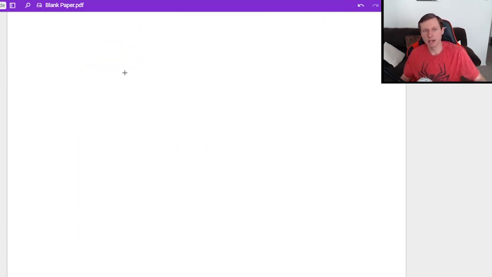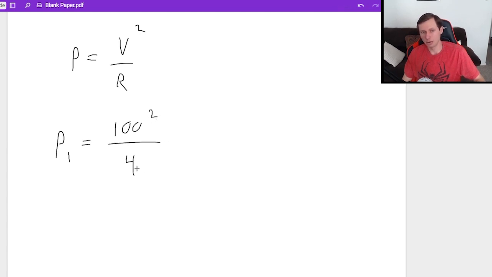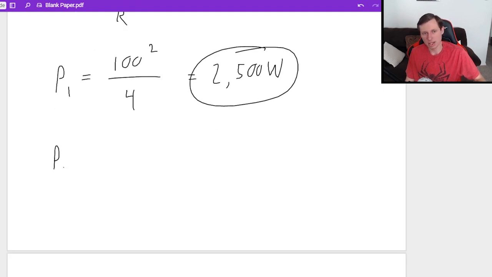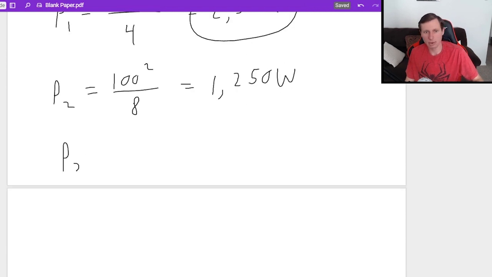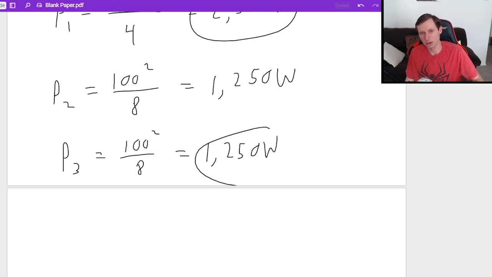And this time I'm gonna mix it up. I'm gonna use the equation power equals V squared over R because we have the voltage and we have the resistance for all three of them. So power one is equal to the voltage across resistor one, which we said was 100 squared divided by 4. I'll probably need a calculator for this. And we'll get 2,500 watts for that first power. The second power is gonna be 100 squared over resistor 8, which is just gonna be half of the last one. So 1,250 watts. And then power 3 is gonna be the same, 100 squared over 8, which is 1,250 watts.